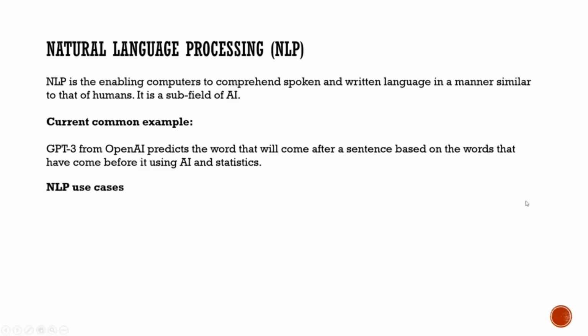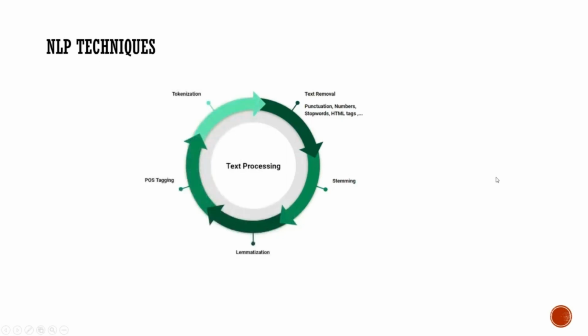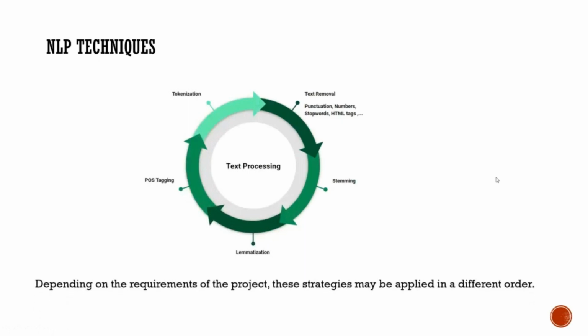Cases where natural language processing will be used, not to say that they are limited, but you find that NLP has been used in spam detection, machine translation, virtual agents and chatbots, social media sentiment analysis, and text summarization. These are the techniques that you would want to apply when you are dealing with NLP. You would use techniques such as text removal, that is punctuation, removing of numbers, stop words, HTML tags.